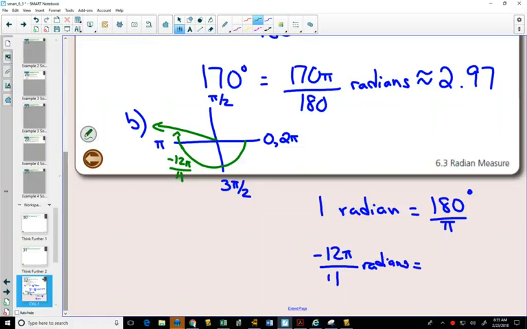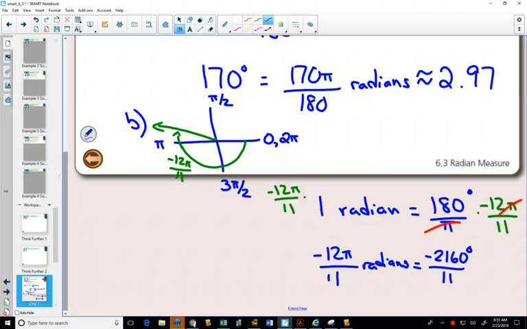So if I want to find out what negative 12 pi over 11 radians is equal to, I would have to multiply this side by negative 12 pi over 11. And if I multiply this side by negative 12 pi over 11, I'm going to need to multiply this side by negative 12 pi over 11. And something nice happens on the right side. The pi's cancel out. We go to our calculator. 180 times 12 is 2160. And so you could leave your answer as negative 2,160 over 11.